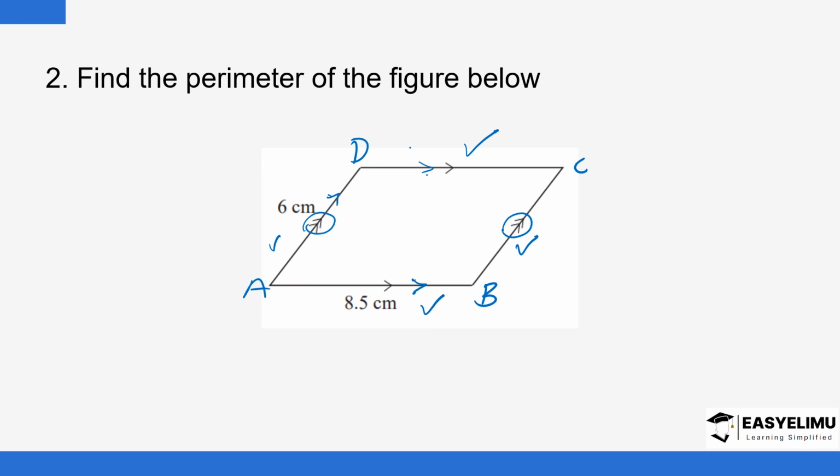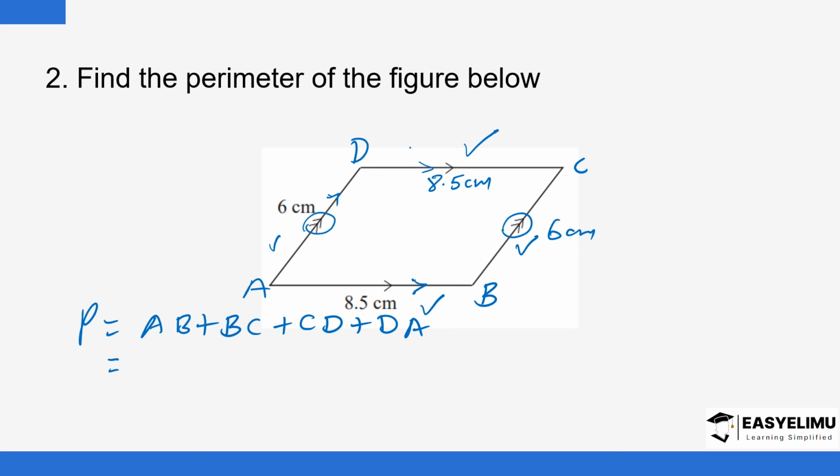So we can say the length AB is equal to the length DC, which is 5 meters. The same applies to the length AD and the length BC, 6 centimeters each. In finding the perimeter, you simply work out the distance all around the figure. So our perimeter is going to be AB plus BC plus CD plus DA.